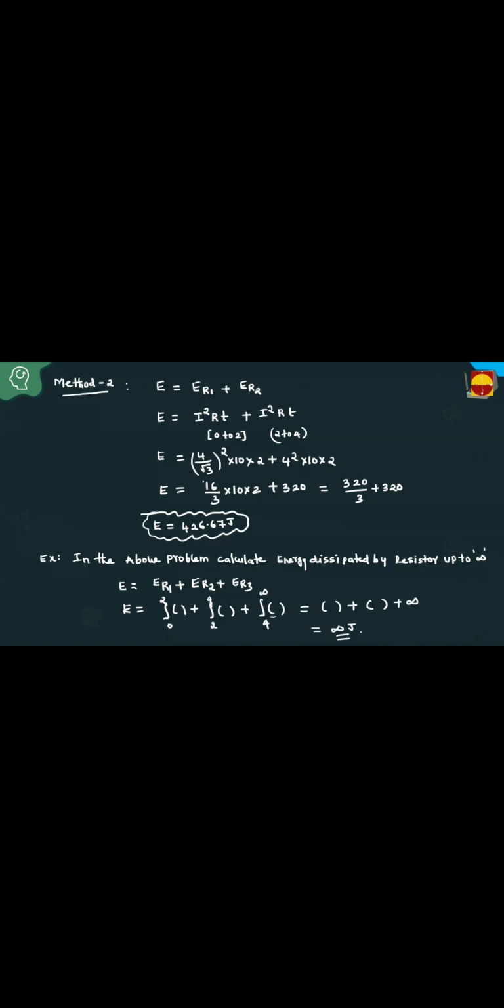The resistor continuously dissipates the energy. How much energy is dissipated? Infinite joules. Clear, sir? No need to calculate this. Why? Finally, if you add this infinity, then anything plus infinity gives infinity only. That is infinite joules. Simply remember, friends, if it is asked what is the energy dissipated by the resistor up to infinity, then the answer is infinite joules. Clear? Okay. This is the model for the resistor.